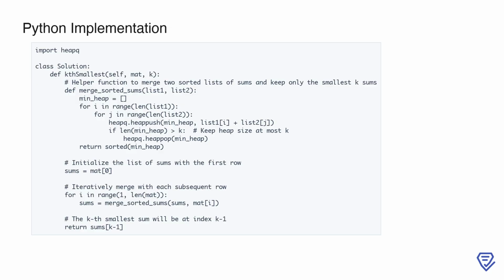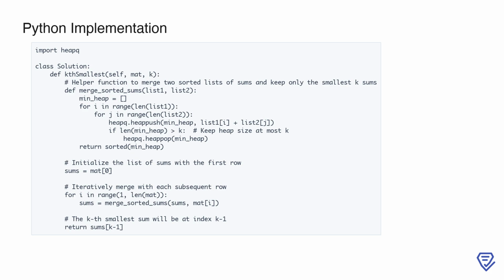3. Helper function. The merge_sorted_sums function merges two sorted lists of sums while maintaining only the smallest k sums. It iterates over all pairs of sums from list 1 and list 2, pushing their sum into a min heap. If the size of the heap exceeds k, the largest element is removed to keep the heap size bounded. The heap is then sorted and returned as the updated list of sums.